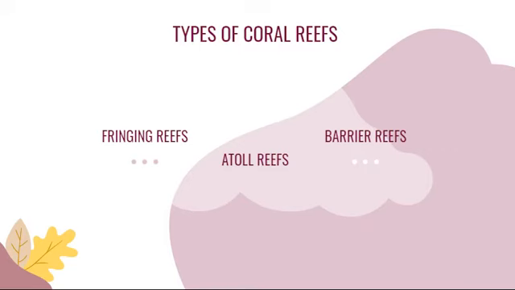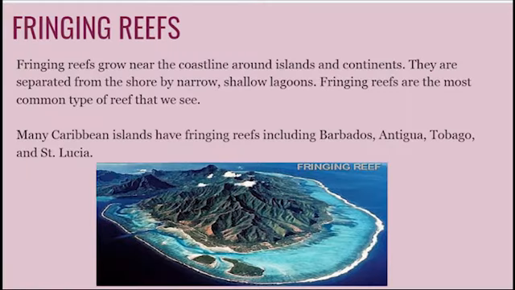Now there are three types of corals. All right, you have fringing reefs, barrier reefs, and atoll reefs. So many didn't know that there are different types of reefs. There are. Now the first one that we will speak on is fringing reefs. Now what are these? These reefs grow near the coastline around islands and continents. So you'll find them near the coastline. They are separated from the shore by narrow, shallow lagoons.